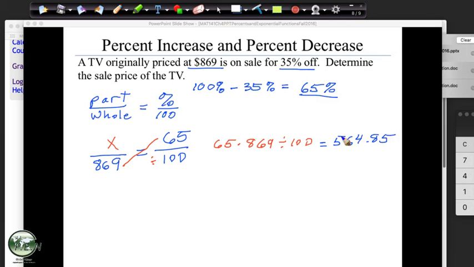We don't have to worry about how much I saved, because I really didn't save any money. I got a discount. But remember, the reason it was a discount is they probably weren't selling at the higher price. So it's not always a savings, but instead of $869, I get to buy it for $564. Okay. Direct calculation.